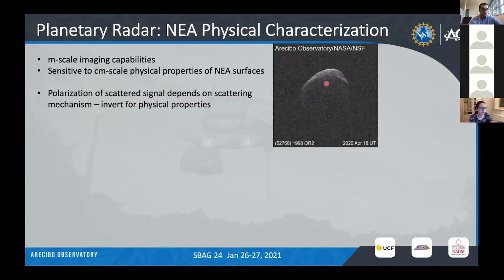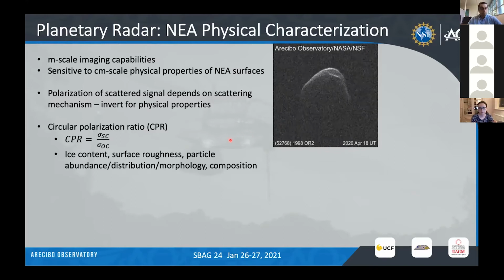The radar echo that we received is sensitive to the wavelength-scale or centimeter-scale physical properties of these surfaces. And in particular, the polarization of the scattered signal depends on the scattering mechanism that occurs, which is directly related to the physical properties on that surface. So we can take the measurements of polarimetry from our radar observations and relate that to the physical properties through radar scattering theory. One of the most common metrics used to do this is the circular polarization ratio, or CPR, which is essentially just a ratio of the power that's received in two orthogonal circular polarizations.